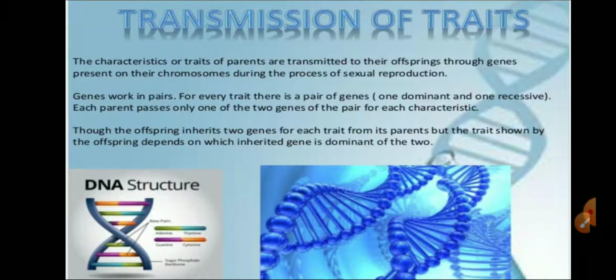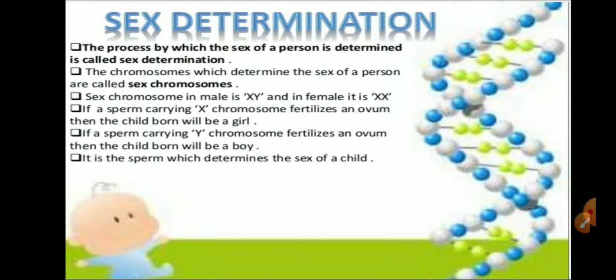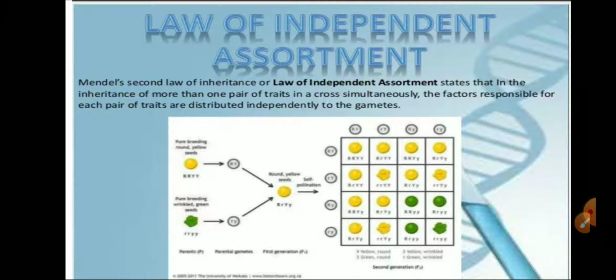We have the transmission of characters. The characters are transmitted to the offspring through the genes present on the chromosomes during sexual reproduction, and the genes work in pairs. For each trait there is a pair of genes, one dominant and one recessive. Though the offspring inherit two genes for a trait from the parents, which one is shown depends on whether the inherited gene is dominant or recessive. So in the dihybrid cross we get four combinations, and the ratio will be 9:3:3:1.